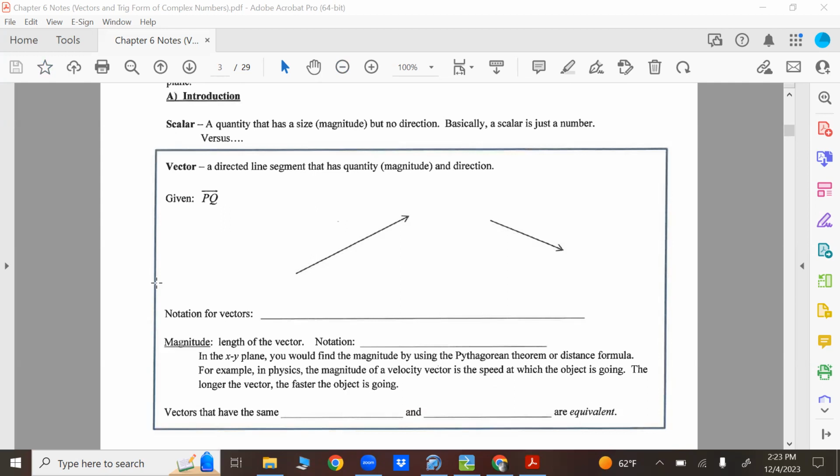So let's look at PQ here. So how would you actually draw it?